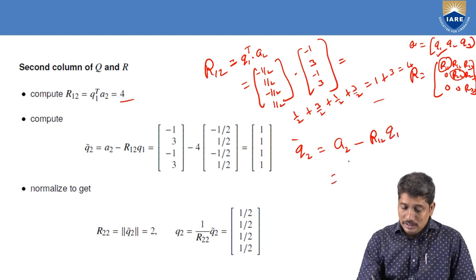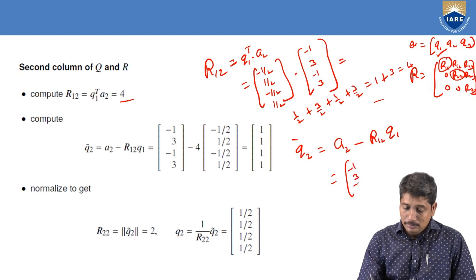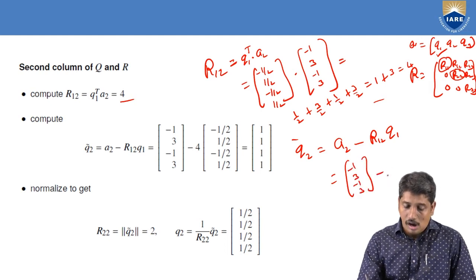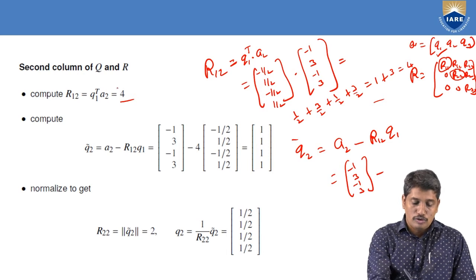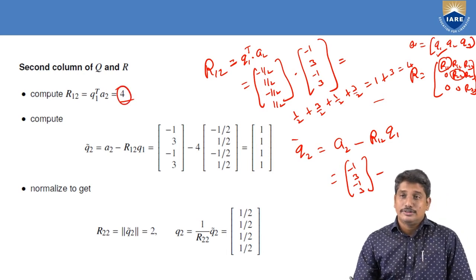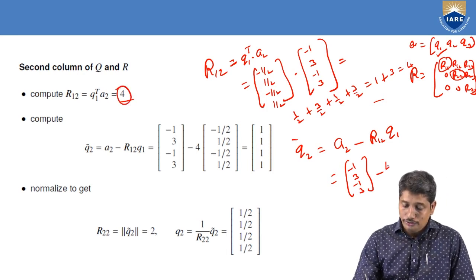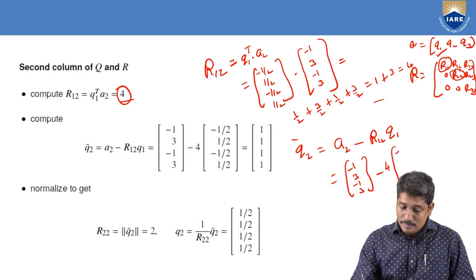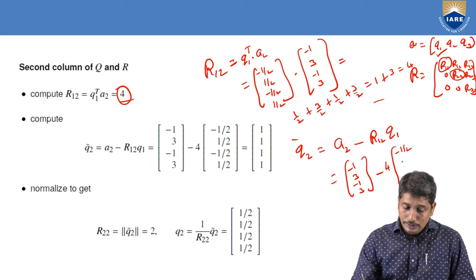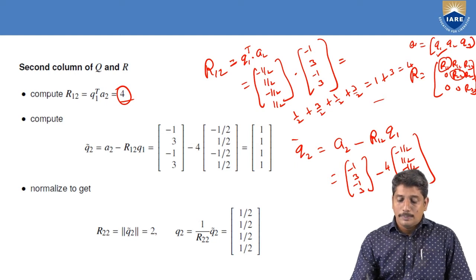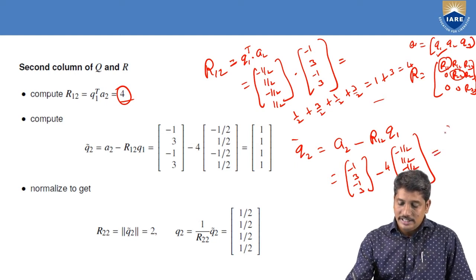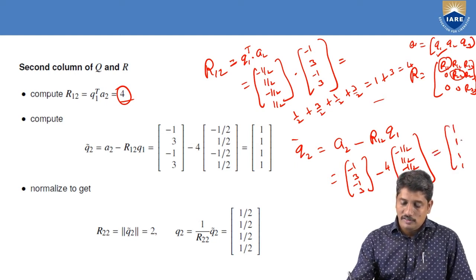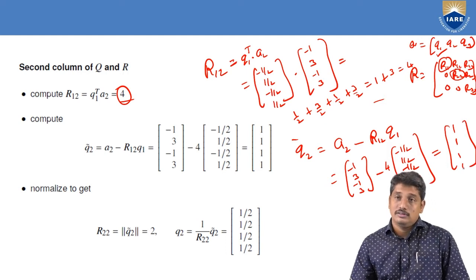A2 is nothing but minus 1, 3, minus 1, 3, minus R12. R12 we just now found to be 4, so it is 4. Q1 in the previous part we have calculated as minus 1 by 2, 1 by 2, minus 1 by 2 and 1 by 2. So when you subtract the corresponding elements, you get the answer 1, 1, 1, 1.